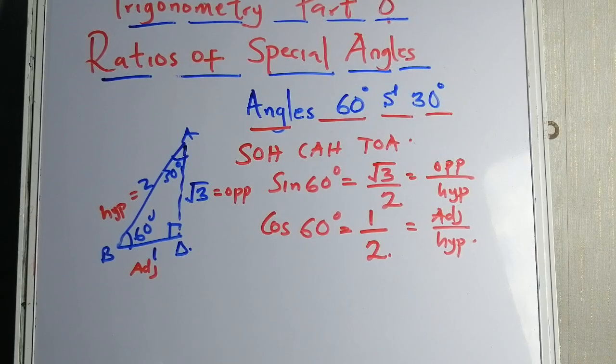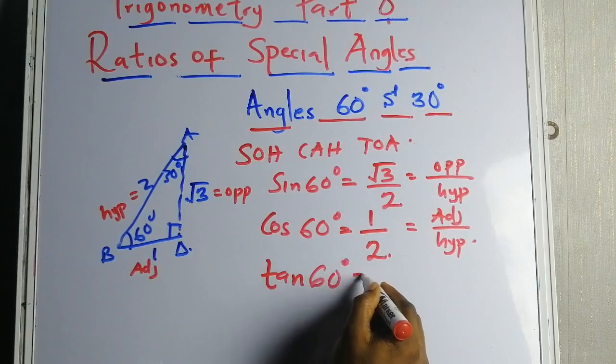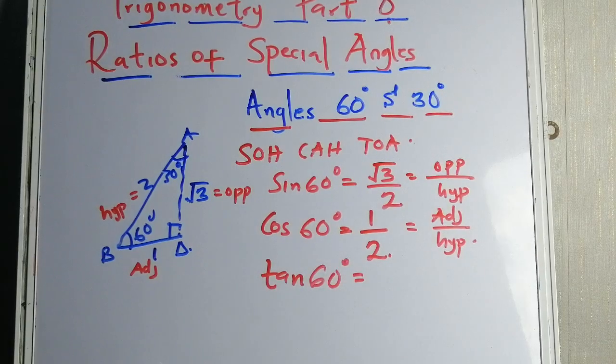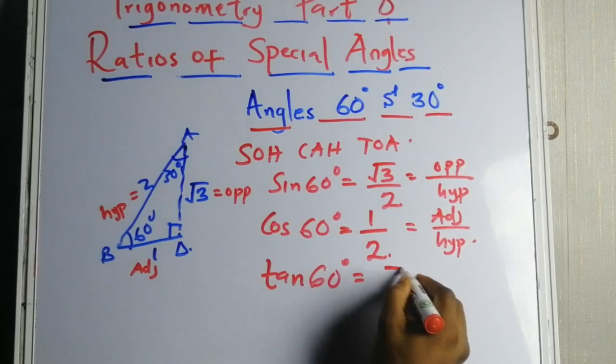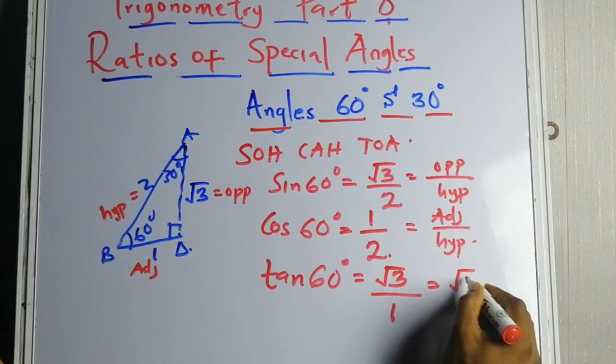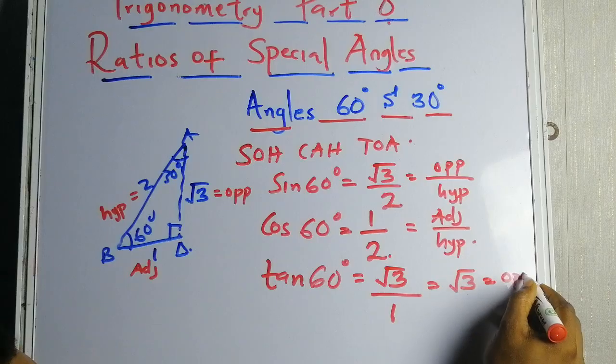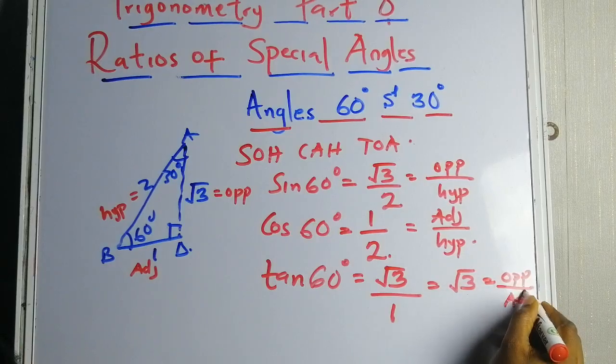So now sine 60 is that, cos 60 is this. Then SOHCAHTOA, we have tan 60 degree. TOA, that is opposite over adjacent. That's root 3 over 1, which is just root 3. Very simple. That's opposite over adjacent.